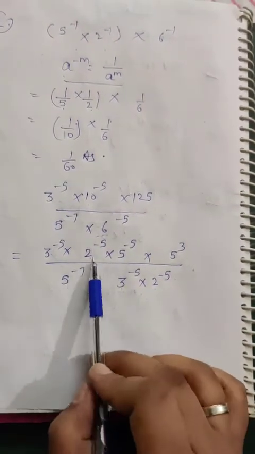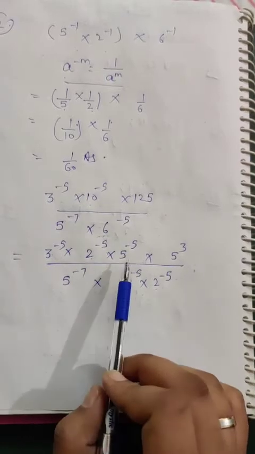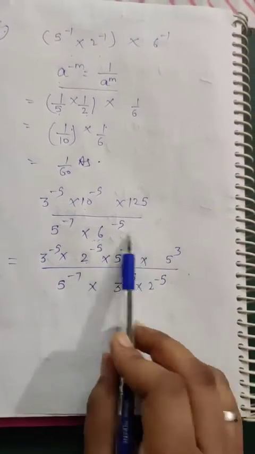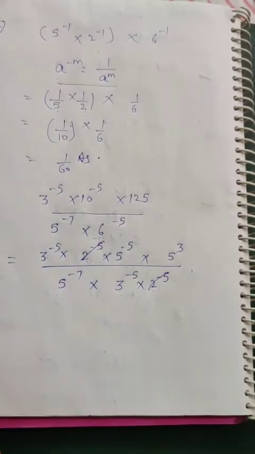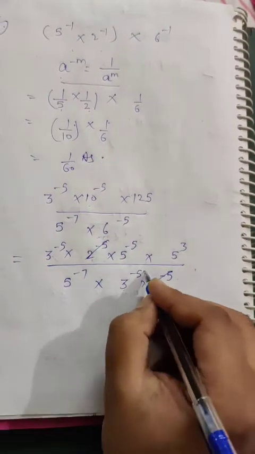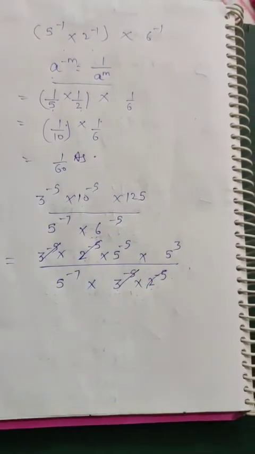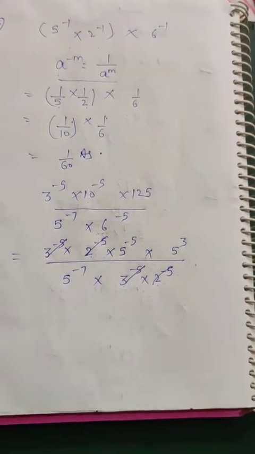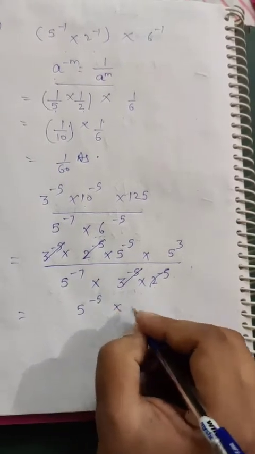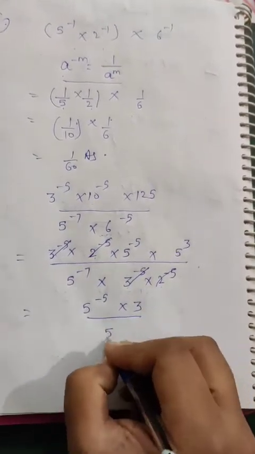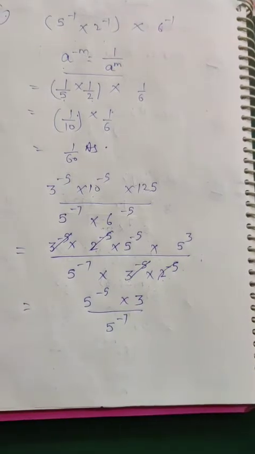So 10 can be written as 2 multiply 5. So 2 raised to the power minus 5 multiply 5 raised to the power minus 5. Now look here: 2 raised to the power minus 5 cancels with 2 raised to the power minus 5, and 3 raised to the power minus 5 cancels with 3 raised to the power minus 5. Now what terms are left? 5 raised to the power minus 5 multiply 5 cube, divided by 5 raised to the power minus 7.